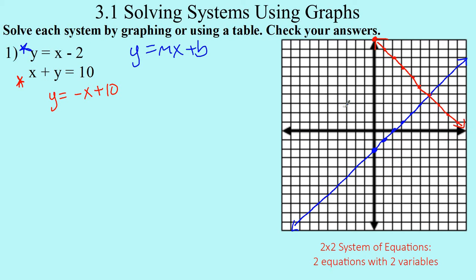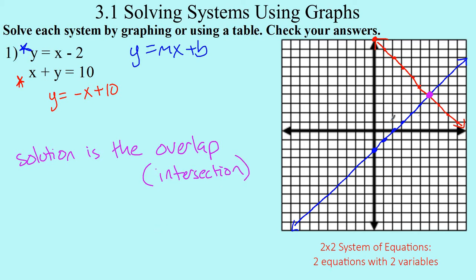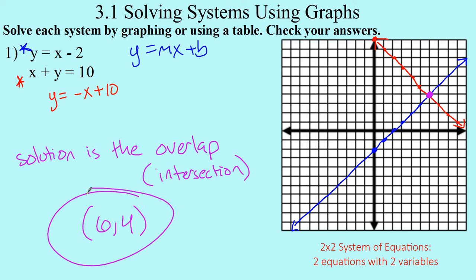Those are two equations, but remember we are solving this. Solving means we are trying to figure out what x equals and what y equals. We want to solve both of these equations, and what solves both is this point right here. So the solution is the overlap, or in this case, the intersection. The intersection here is 1, 2, 3, 4, 5, 6, comma 4. That is the answer. That x and y value works for both of those equations. So if we plug in 6, comma 4 for both of those, it should work.